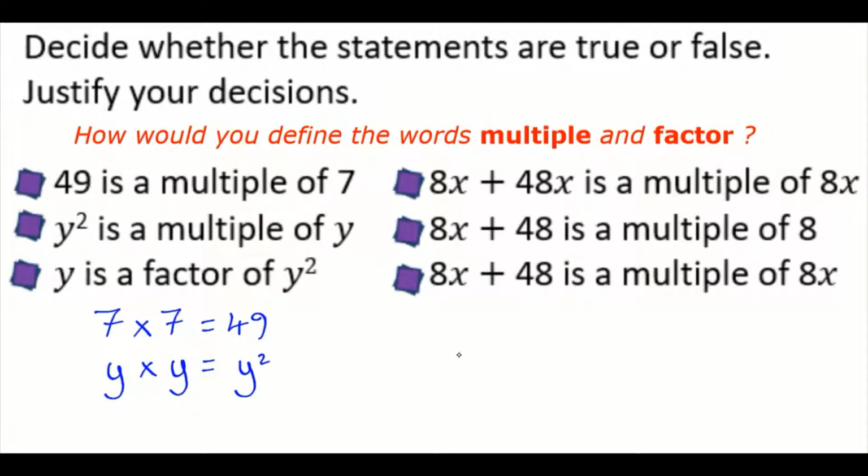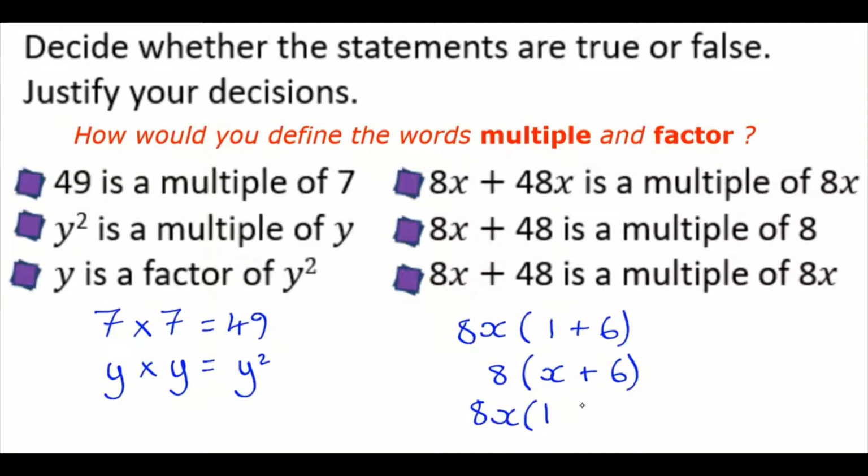8x plus 48x is a multiple of 8x. If we write 8x times 1 plus 6, 8x plus 48 is a multiple of 8, so 8 times x plus 6, and 8x plus 48 is a multiple of 8x, that's 8x times 1 plus, well, it's not possible there. So the 3 here can all be justified by these.